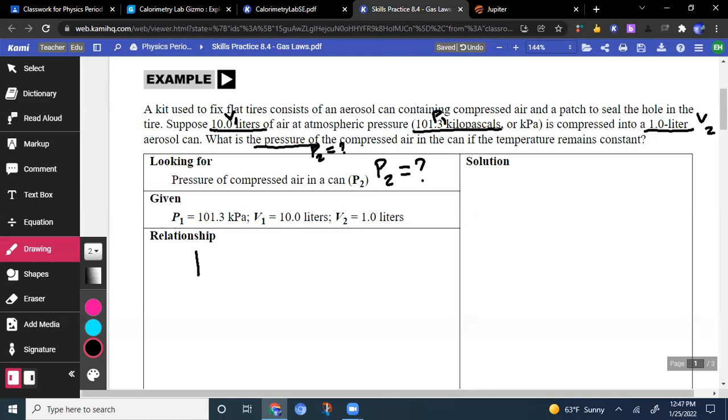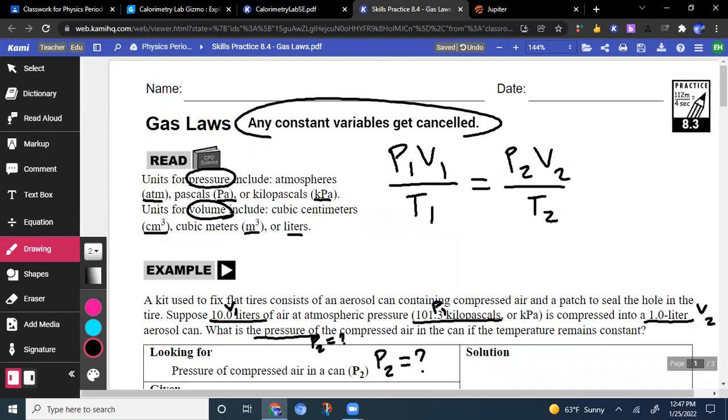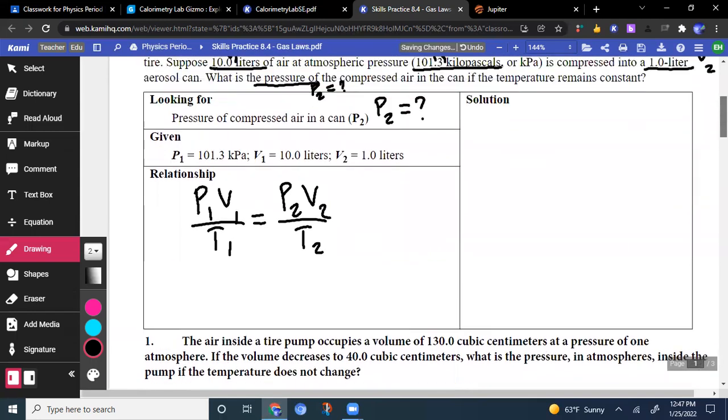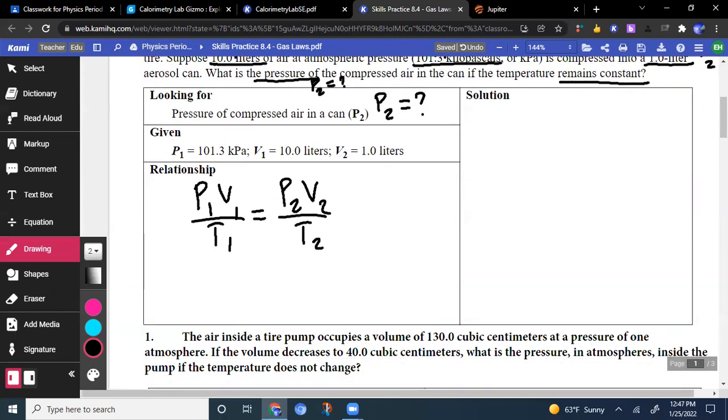The relationship we initially always write down is P1 V1 over T1 equals P2 V2 over T2. Now, as we said at the top of the page, any constant variables get canceled. That's important because when you do your reading and annotating, here we are told the temperature remains constant. So we get to cancel T1 and T2, because T1 equals T2. They're the same temperature, so they cancel on both sides of the equation.